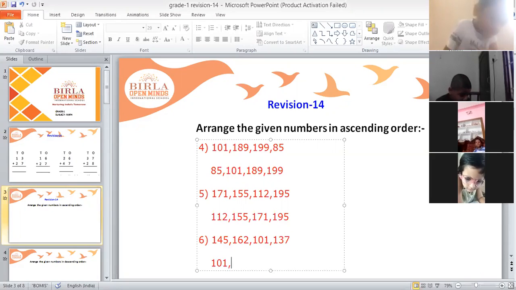Next, after 101, which number will we write? 137. Very good, 137. Next, 145. Very good, 145. Then 162. Very good. This is the correct answer. Very good, Manha.